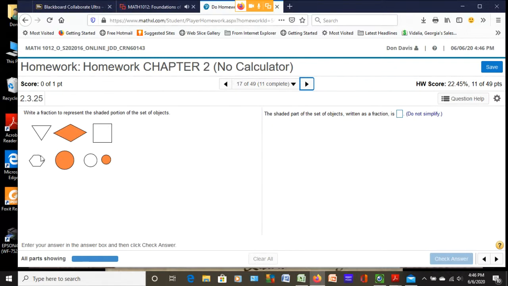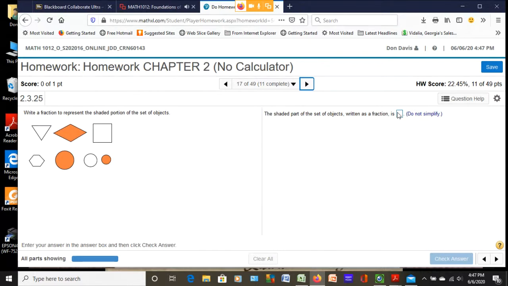This is a, how many sides does this have? 1, 2, 3, 4, 5, 6. Did I do that right? 1, 2, 3, a 6-sided hexagon has 6 sides. And this one, I think we're going to call this one a rhombus. But it looks like a diamond, perhaps. Anyhow, that's not the question. The question was, what fraction represents the shaded portion of these set of objects?